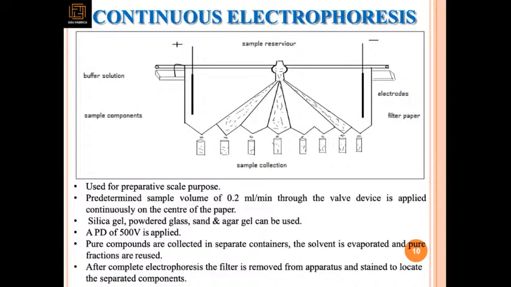Then comes continuous electrophoresis. Here the continuous electrophoresis has positive and negative ends on both sides, with a sample reservoir, sample components, filter paper, electrodes, buffer solution, and then we collect these samples. It is used for preparative scale purposes, with a predetermined sample volume of 0.2 ml per minute applied through valve devices. Silica gel, powdered glass, sand, and agar gel can be used. A potential difference of 500 volt is applied and pure compounds are collected in the separation containers. The solvent is evaporated and the pure fractions are used.